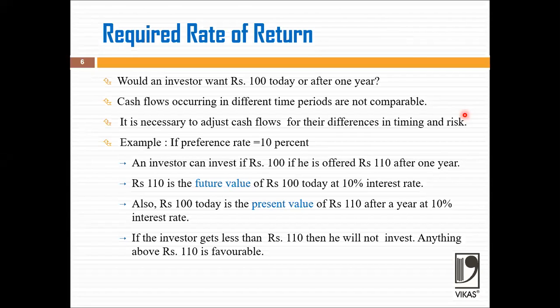Example, if the preference rate is 10%, all the banks are paying 10% on investments and deposits, right? An investor can invest 100 rupees, and if he is offered 110 after 1 year... Banks give 10% interest. If you put 100 rupees in the bank, after 1 year how much will you receive? 110 rupees, right? 100 rupees principal plus 10% interest, so the total amount you will get is 110 rupees. 110 is the future value of rupees 100 today at a 10% interest rate, right?